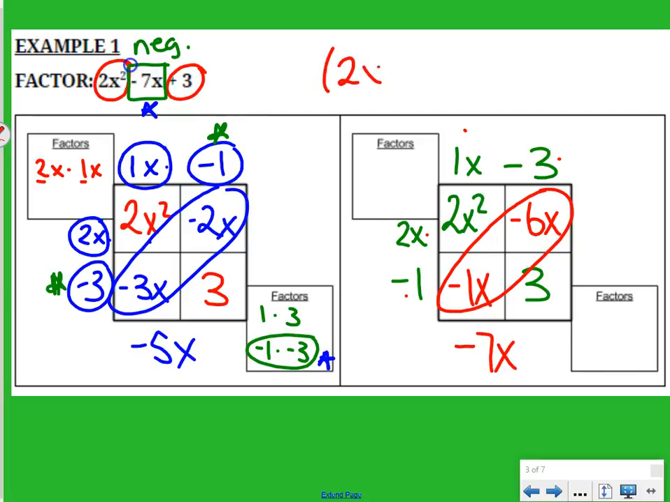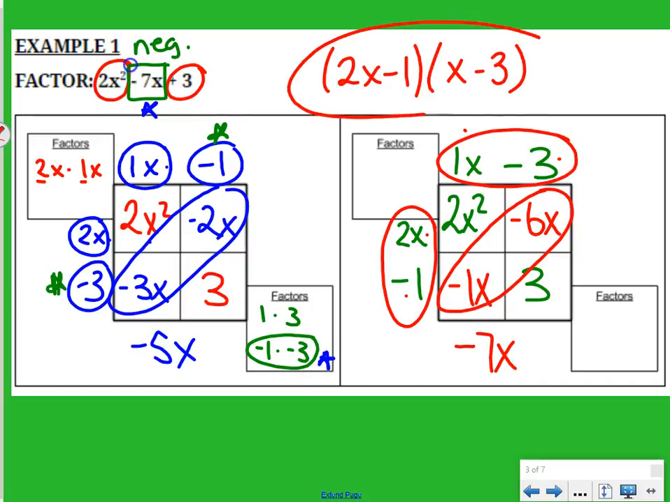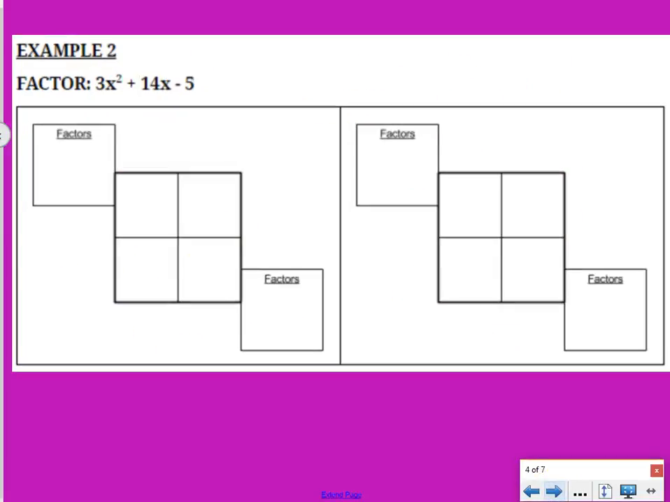So our factors are 2x minus 1, right here on the side, times 1x, or just x, minus 3, right here at the top. So that would be this trinomial in factored form. All right, another example for us, 3x squared plus 14x minus 5. So again, we just start off with the first term in the first box, last term in the last box.